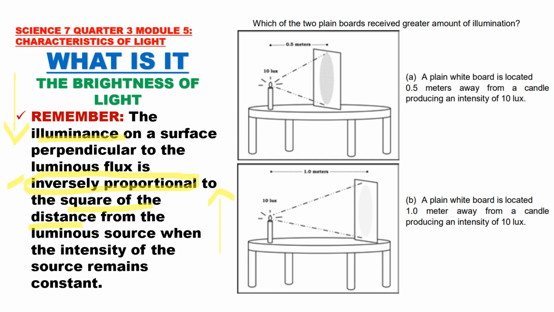Kapag yung isang quantity, halimbawa, yung distance ay tumataas or nag-i-increase, yun namang illuminance natin ay bumababa. So, illuminance is inversely proportional to the square of the distance from the luminous source when the intensity of the light source remains constant. So, that would explain kung bakit ang plain whiteboard sa letter A ang naka-receive ng greater illuminance as compared with plain whiteboard letter B.